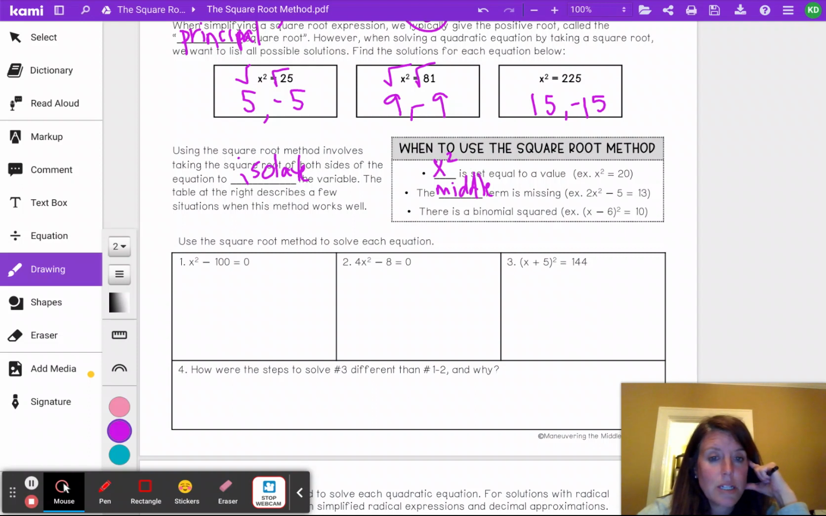And then the last one is where there is a binomial squared. So those two terms right there, that binomial that is squared, x minus 6 squared equals 10. And we're going to do some examples of that as we go on.